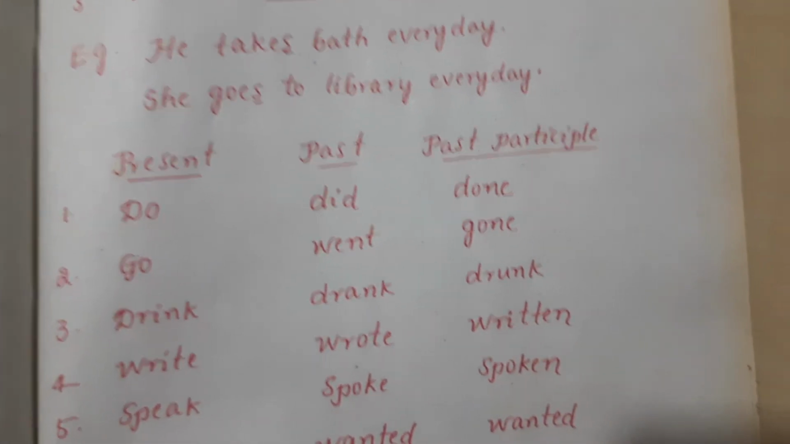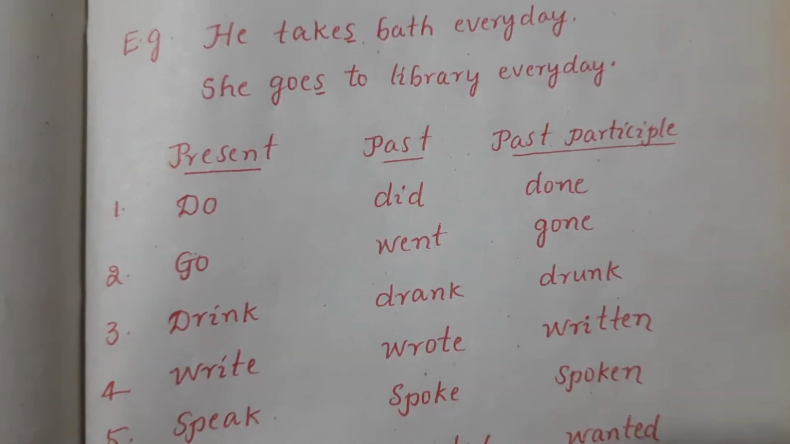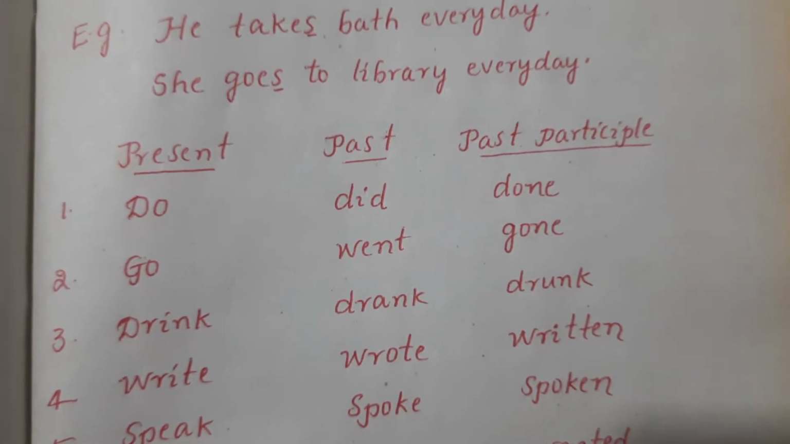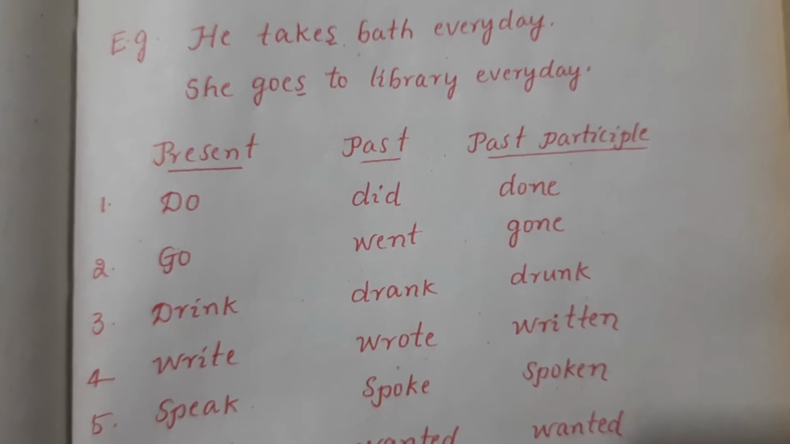Some of the forms I have written here. Present tense, first form of the verb. Past tense, second form of the verb. And past participle, third form of the verb. Do, past tense is did, and past participle is done.